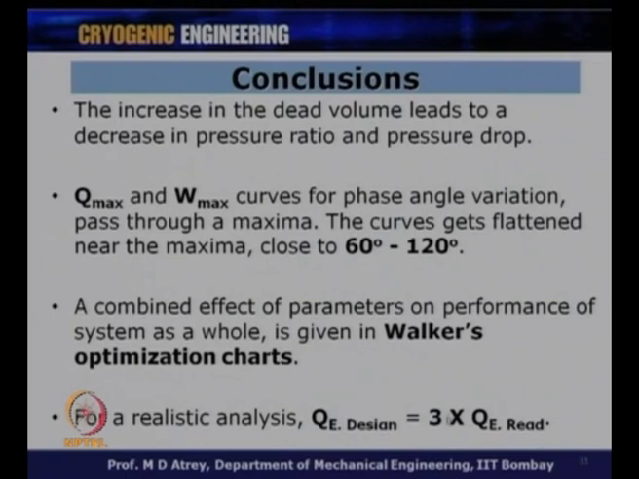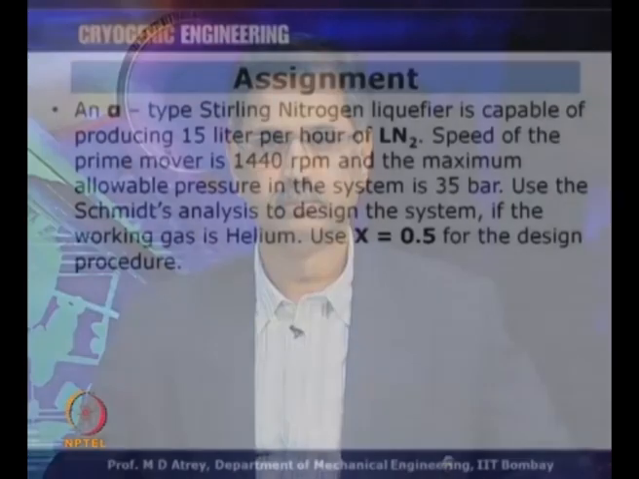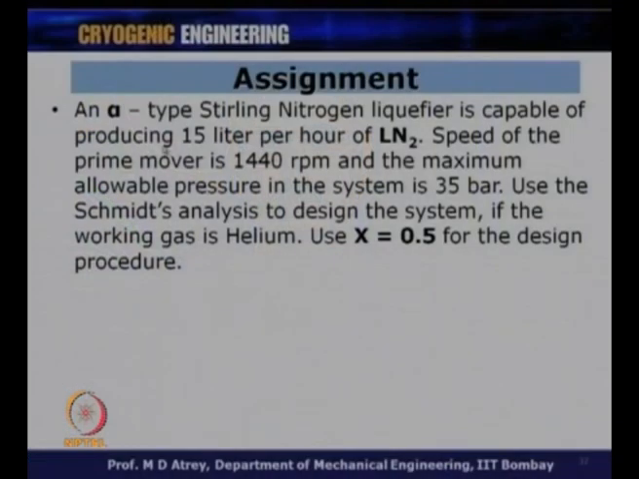For a realistic analysis, we have taken QE design equal to 3 times QE required. This is where 3 is basically acting like a factor of safety. It can be taken as 2.5 or 3 or 4 or whatever conservative design one would like to design for. And lastly, we have given an assignment for a 15 liter design of a nitrogen liquefier. The steps have been given. You can have X equal to 0.5 for the design procedure and go ahead for design calculations.